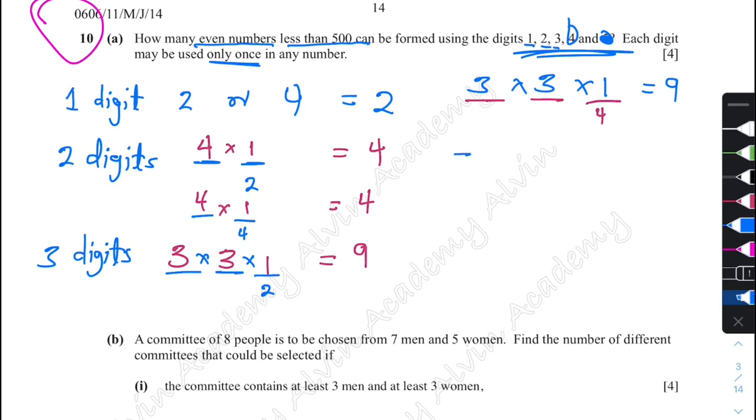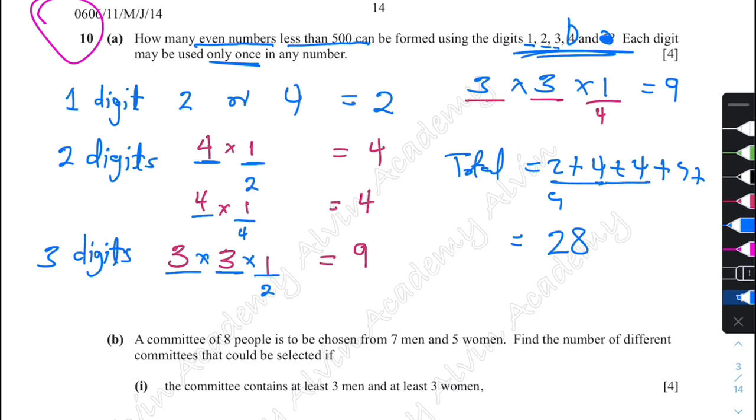Okay, so now to answer the question, what do you have? You have 2 plus 4 plus 4 plus 9 plus 9, and that is 28, right? Because this is 2 plus 2 plus 4, this is 6, this is 10, okay, 19, 28.